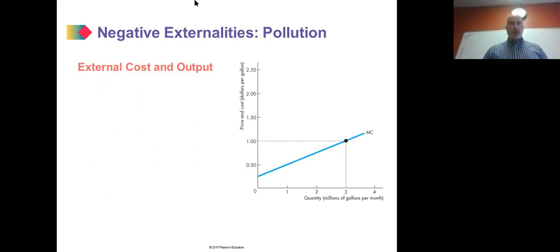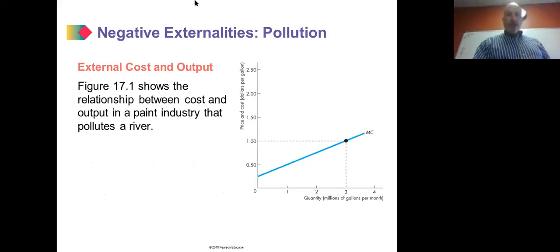So let's throw up a graph here. Here we're looking at the relationship between cost and output in a paint industry that pollutes a river. So what do we observe first? If we look at our marginal cost curve, what do we notice?